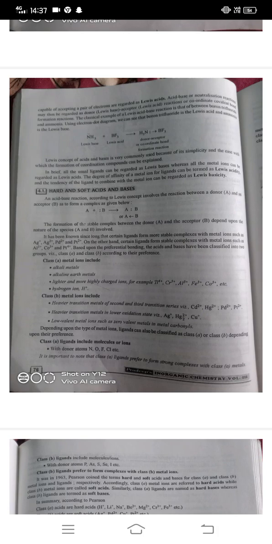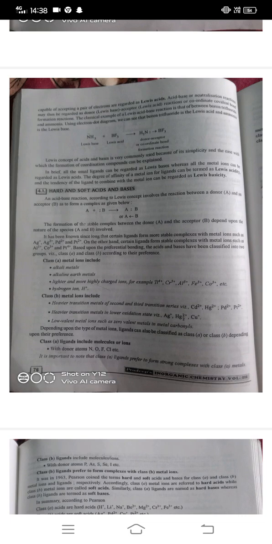Next topic is hard and soft acids and bases. An acid-base reaction, according to the Lewis concept, involves the reaction between the donor B and the acceptor A to form the complex AB. The formation of a stable complex between the donor B and the acceptor A depends upon the nature of the species A and B involved.